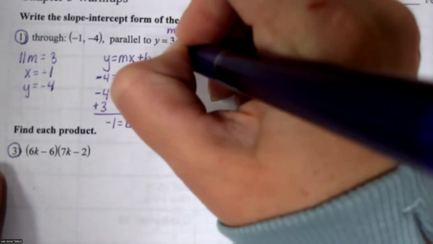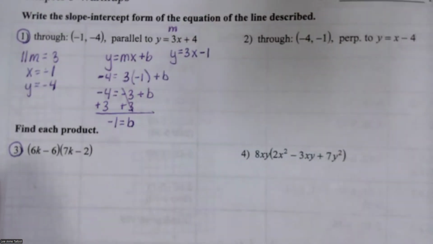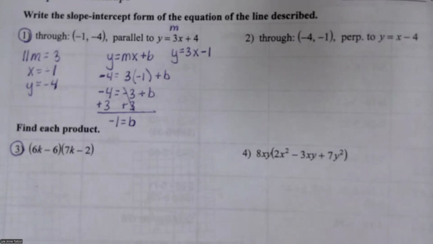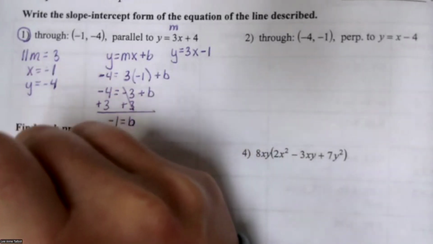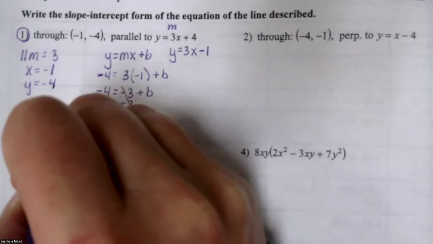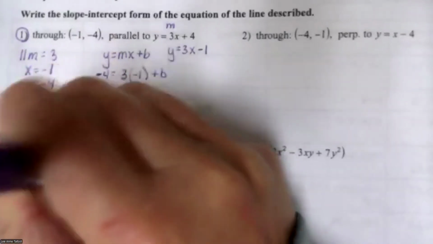Y equals 3x minus 1. Okay, number 3, box. That's a wonky box.